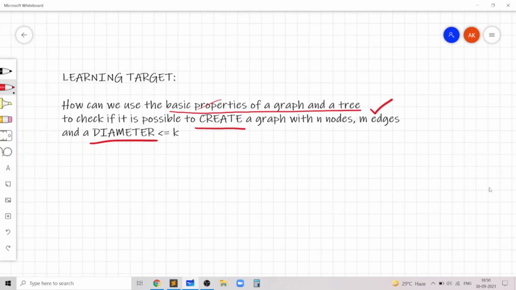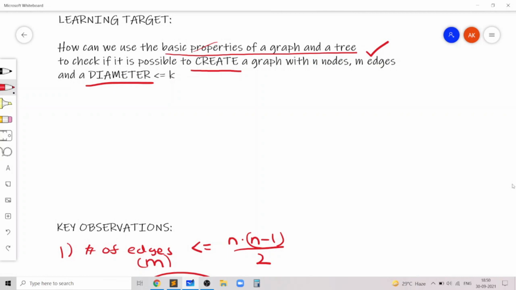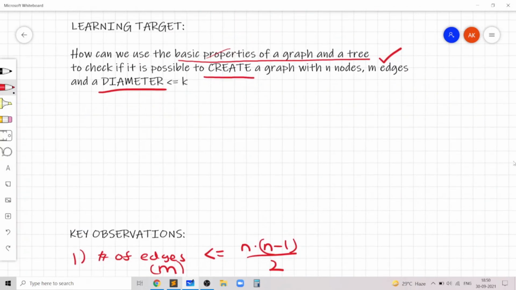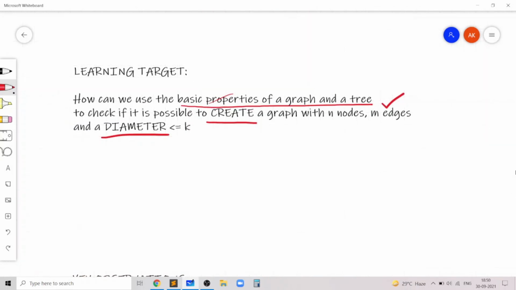So as you could see, this problem taught us how we can use properties of a graph and a tree to find a construction for a graph with n nodes, m edges, and diameter less than or equal to k.